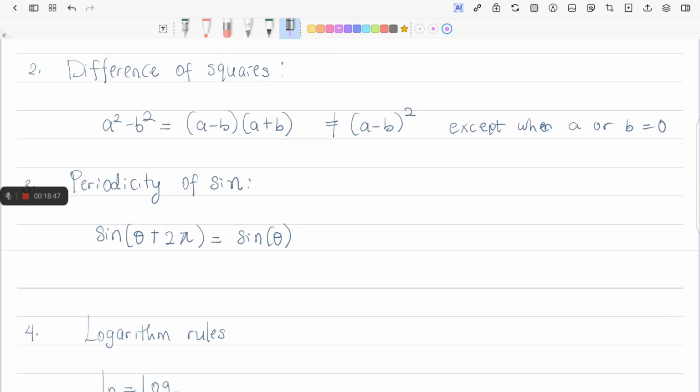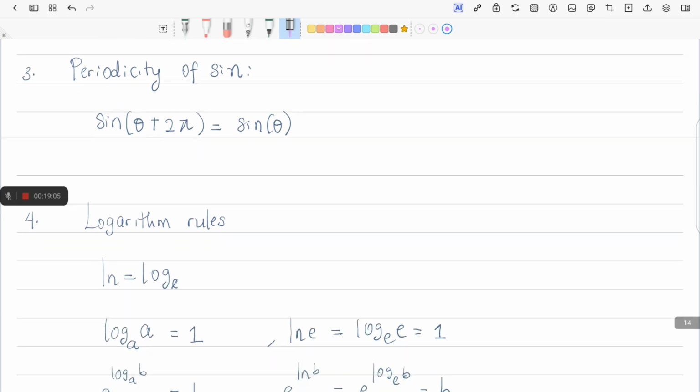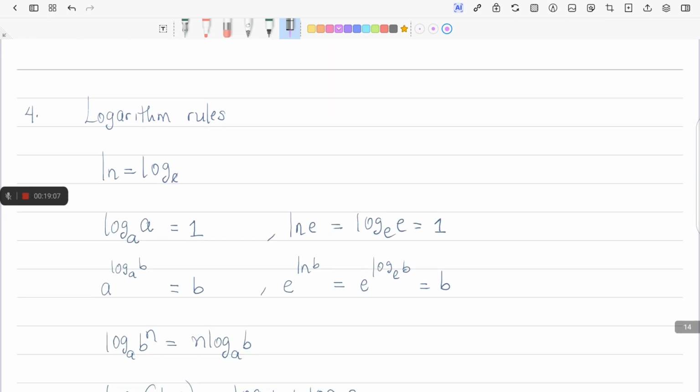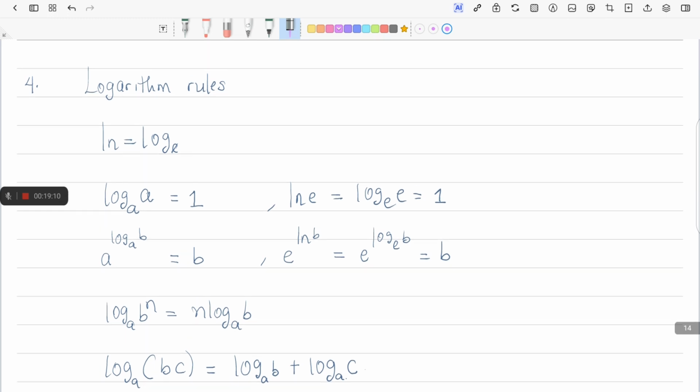And then I also use the periodicity of sine. So sine and cos have periods of 2 pi, which means that sine of theta plus 2 pi still gives me sine of theta. So when you add 2 pi to any value and you find the sine of that value, it gives you the same answer. And finally, I use logarithm rules.